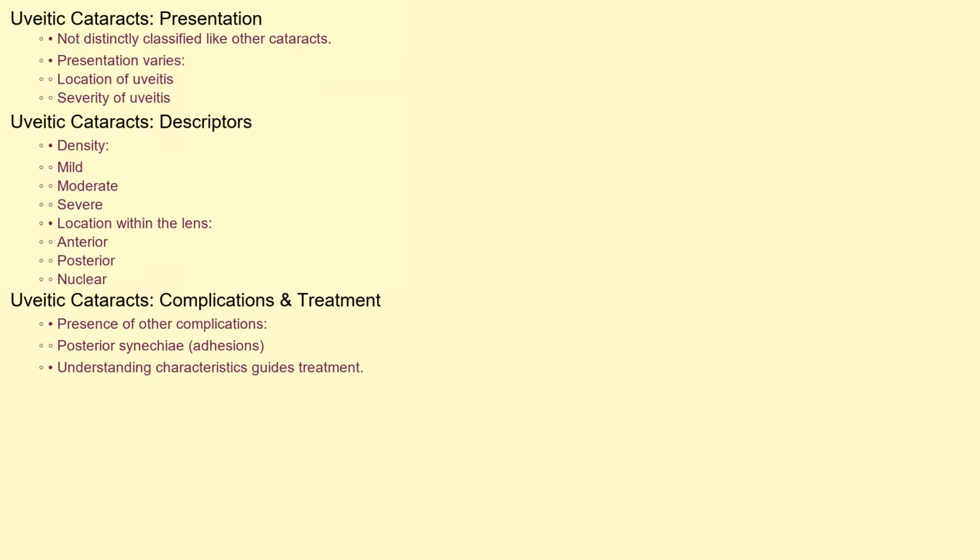While uveitic cataracts aren't typically classified into distinct types like other cataracts, their presentation can vary depending on the location and severity of the uveitis. They can be described based on their density: mild, moderate, or severe; location within the lens: anterior, posterior, or nuclear; and the presence of other complications like posterior synechiae, adhesions between the iris and the lens. Understanding these characteristics helps guide treatment decisions.